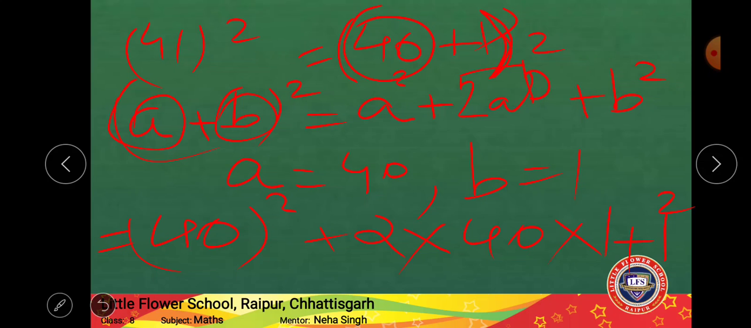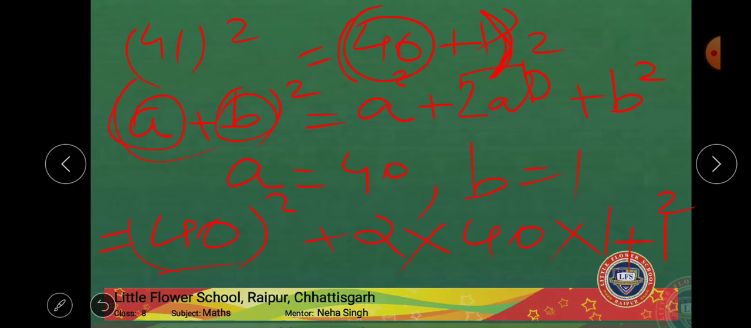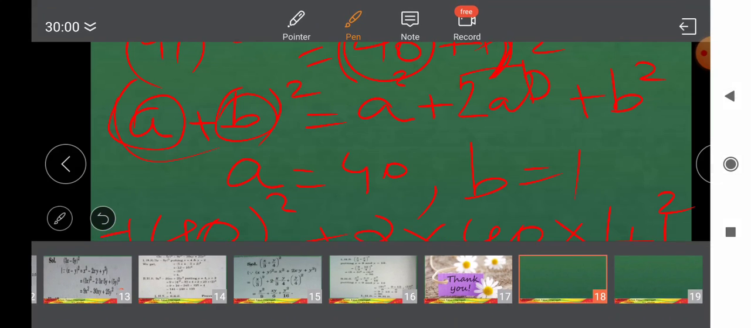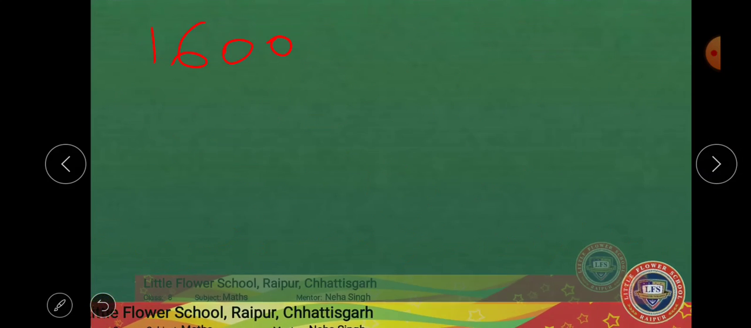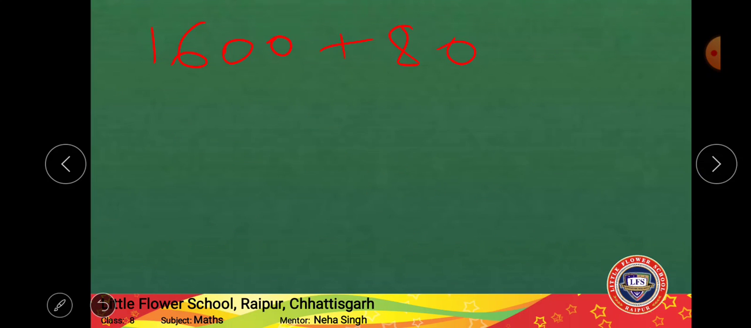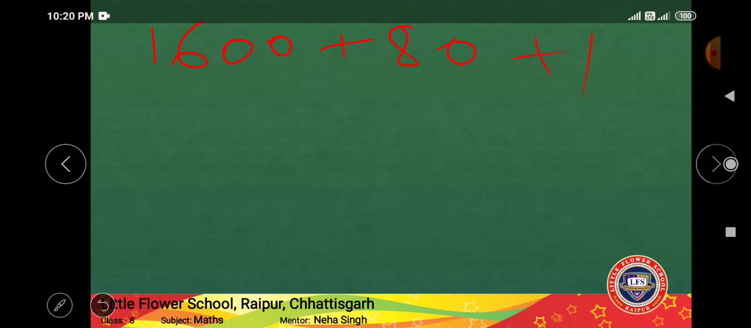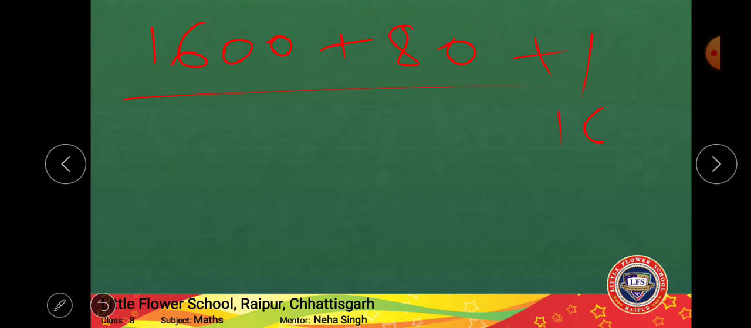Now 40 square: 4 square is 16 and 0 0, so 1600, plus 2 into 40 is 80, plus 80, and 1 square is 1. So when we add 1600 plus 80 plus 1, we get 1681. This is the answer. See, this we have solved using the identity method, right?